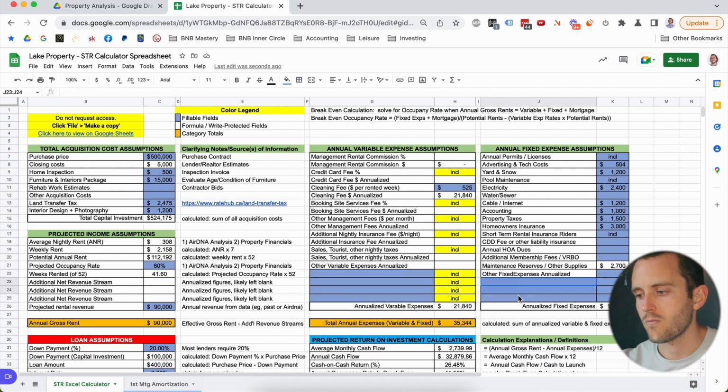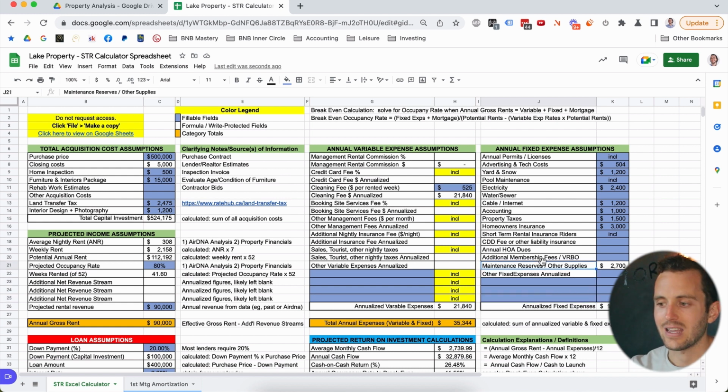And then we've also left room for any additional expenses, just because on a case-by-case basis, you may want to add in additional expenses depending on the property, depending on the deal. Then you're just going to have any additional annual license or permits, advertising and tech costs. So this is our tech costs for operating the property. Like I said, we manage the properties ourselves, and there's a bit of technology we use that costs about $500 per year to use.